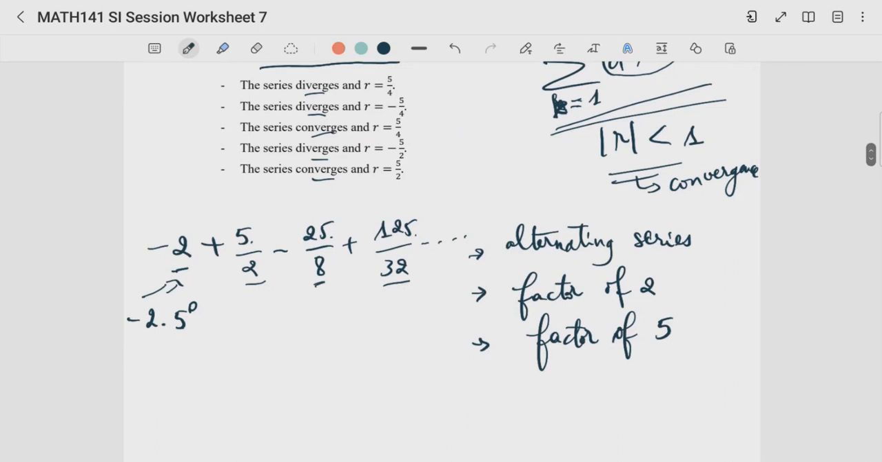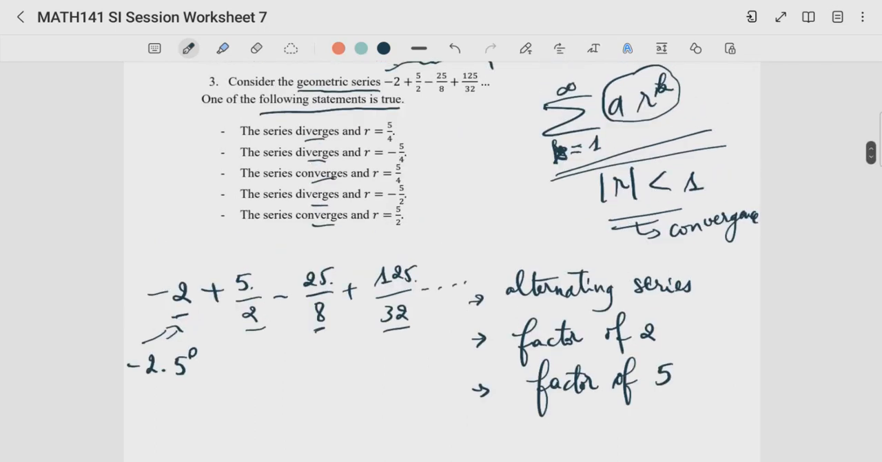Looking at the first observation, alternating series, what that tells you is that, since the series is alternating signs, there's a factor of -1, right? You don't know what the exponent of this factor is, but there's definitely a factor of -1. It could be to the k, it could be k plus 1.